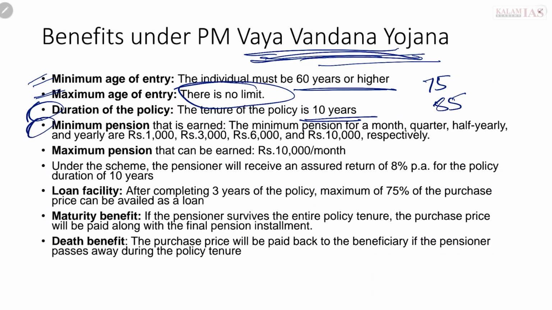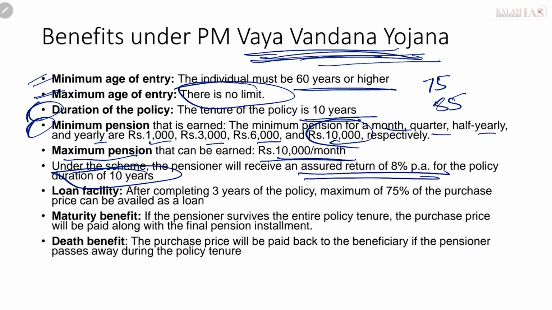The minimum pension that is earned for quarterly, monthly, half yearly, and yearly are 1000, 3000, 6000, and 10,000 respectively. You can opt for whichever way you want. The maximum pension that can be earned is rupees 10,000 per month. Under this scheme, the pensioner will receive an assured return of 8% per annum for the policy duration of 10 years. Therefore, you can invest the amount, no matter what the interest rate is going, you will still get an assured return of at least 8%.